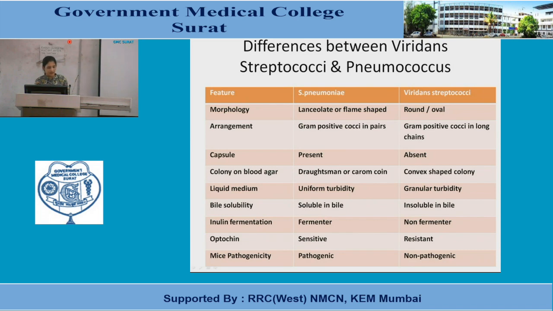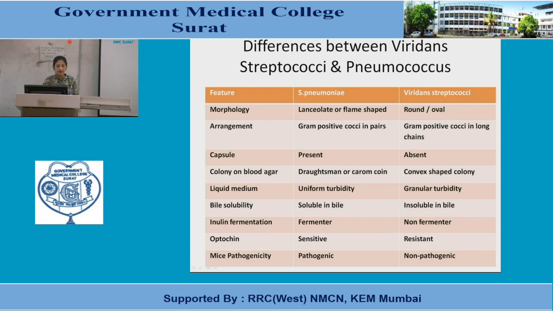The colony found on blood agar in Streptococcus pneumoniae is draughtsman or carom coin type colonies, and in viridans there is a convex, dome shaped colony. In liquid medium, pneumococci produce a uniform turbidity. In contrast, viridans produce a granular turbidity.